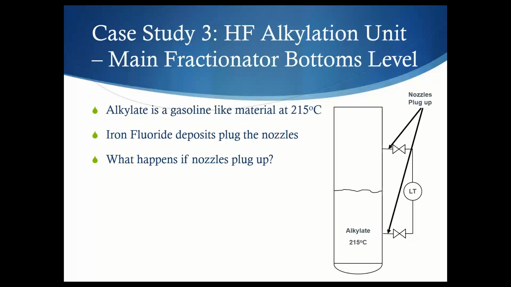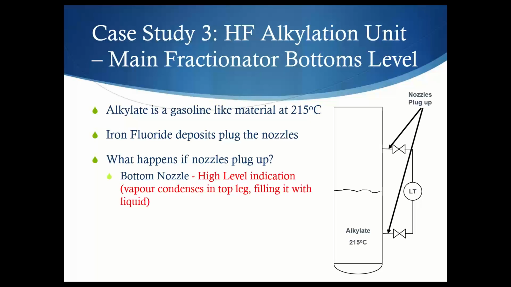So the question here is, if the bottom nozzle blocks up, most people would say, oh, I'll get a low indication, they're not really sure. But in this particular case, you get high level indication because the bottom nozzle will block up, and the vapor that's in the top, because you've got liquid at the bottom and vapor at the top of the vessel, would start condensing in the top leg and actually cause this bridle to fill up, and so the liquid level indicated on the level transmitter will be high.